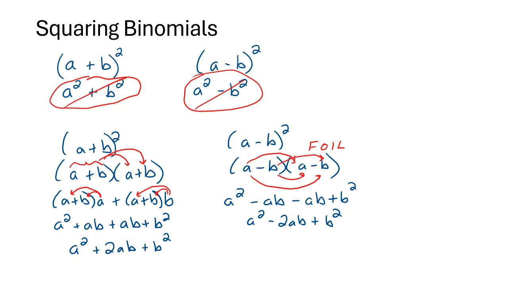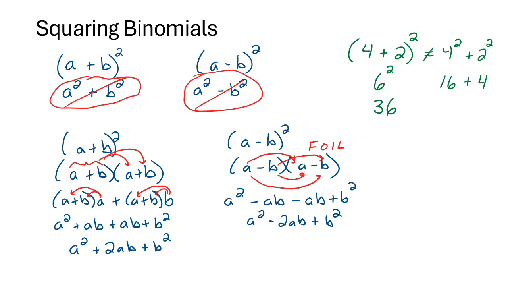Now let me give you another way to really remember this. Let's start with a number version. Let's say we had something like 4 plus 2 quantity squared, and I asked you to simplify that. By the order of operations, what would you do first? Yep, you would do the 4 plus 2, and you would get 6, and you would square that, and then you would get 36. Now I want you to notice this is not equal to 4 squared plus 2 squared. 4 squared is 16, 2 squared is 4, and that comes out to be 20.